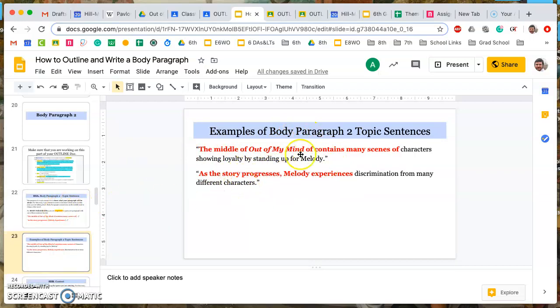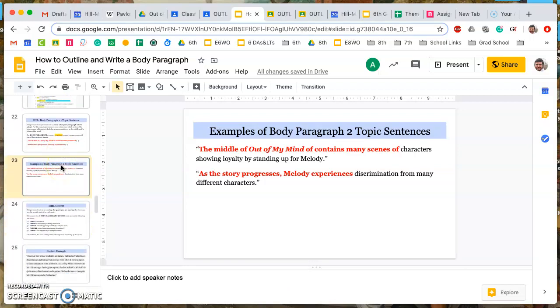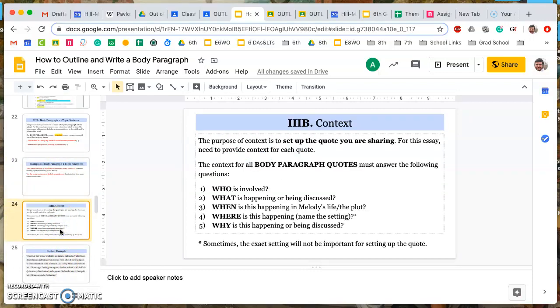Because again, the main thing with body paragraph 2, the only difference between body paragraph 1 and body paragraph 2, is that you are picking a quote from the middle of the book, or the climax of the book, to illustrate your point and to show how your theme statement is developing. So, once you find a quote from the middle or the climax, it's the same process for writing context as it was for the first body paragraph.